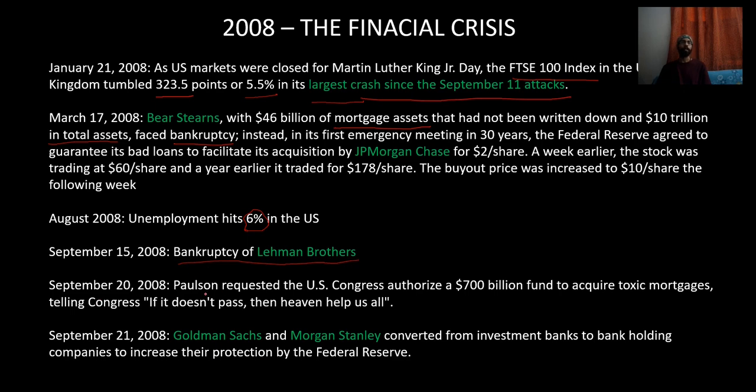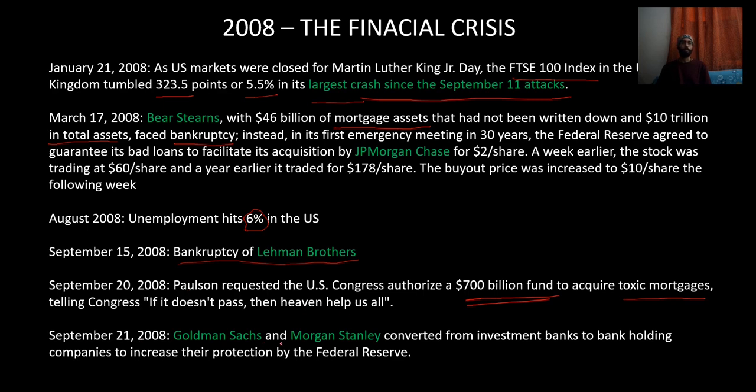September 20th, Paulson requested the US Congress authorize a $700 billion fund to acquire toxic mortgages, telling Congress, if it doesn't pass, then heaven help us all. So the bad debt had piled up so much that the central agencies or the central bank had to step in, according to Hank Paulson.